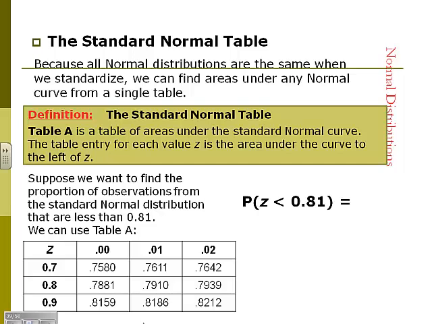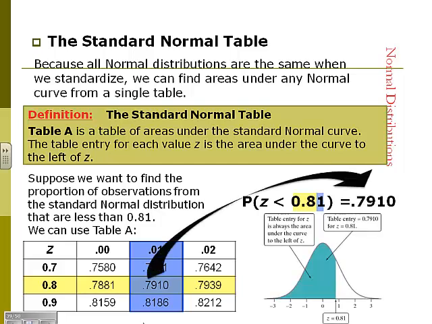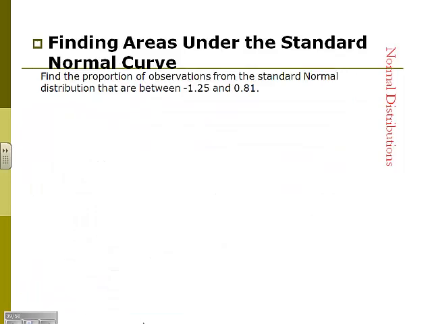If we want to find the proportion of observations from the standard normal distribution that are less than 0.81, we use Table A. In other words, we want to find the probability that z is less than 0.81. So we would go down to 0.8, because that's what we're interested in, and then we would go over to 0.01, and we would see 0.791, and that would be the area that's less than 0.81. Alright, that's the way you use a normal curve.